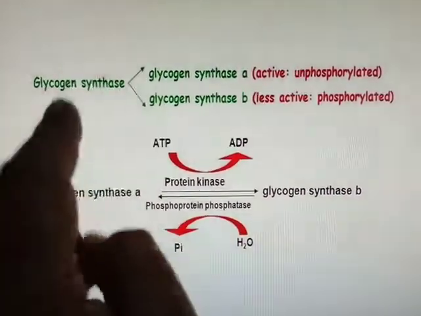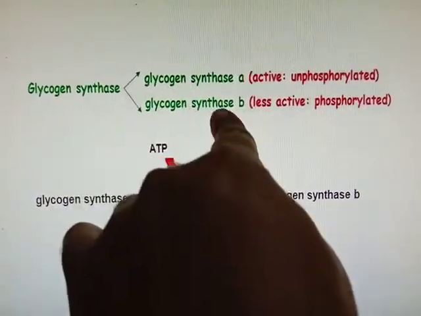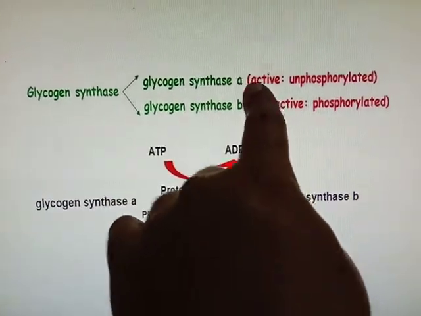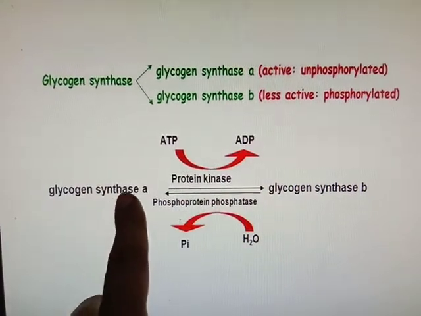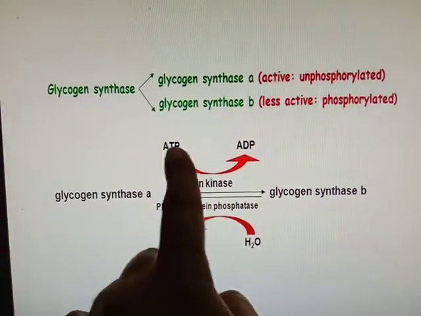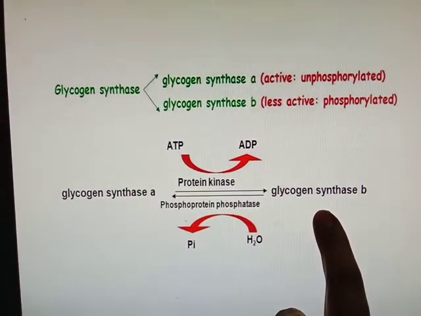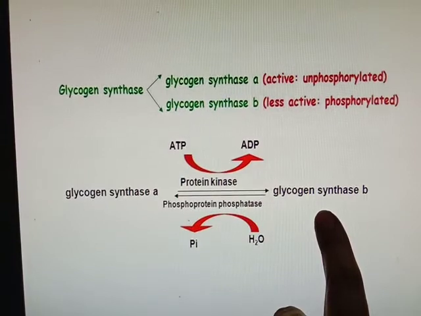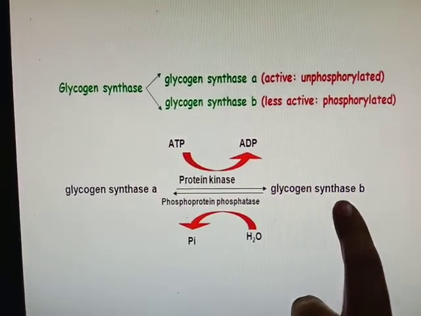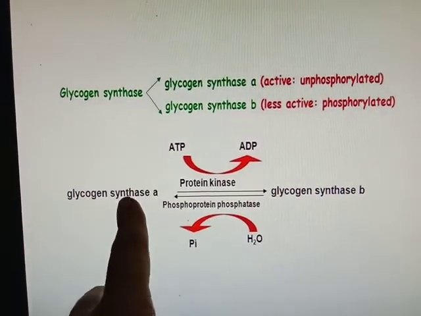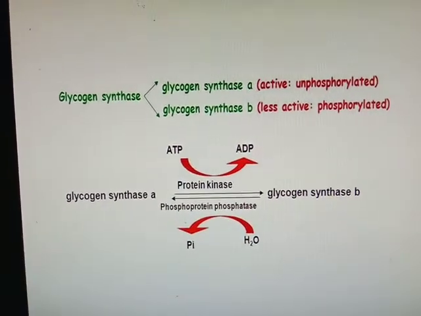Here see, glycogen synthase is present in two forms: glycogen synthase A and glycogen synthase B. Glycogen synthase A is the active form and glycogen synthase B is the inactive form. So glycogen synthase A with the help of protein kinase and ATP forms glycogen synthase B, means it will be inactivated. No glycogen synthesis will take place. But phosphoprotein phosphatase removes the phosphate group from glycogen synthase B, converting it into glycogen synthase A, which is the active form and will be involved in glycogen synthesis.